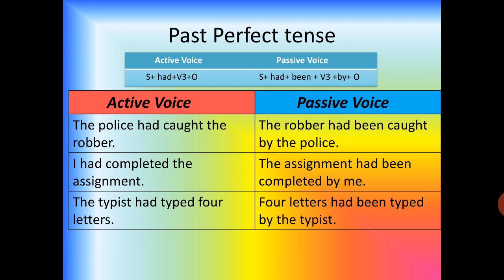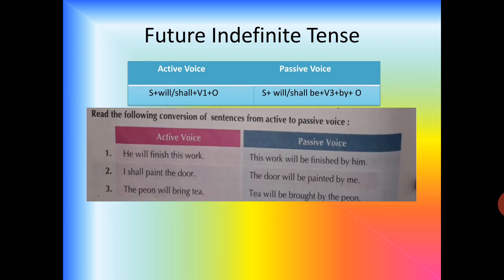Clear? Now talking about the next tense, that is future indefinite tense. How do we recognize future indefinite tense? Yes, subject plus will or shall plus verb's first form and then the remaining object and whatever part. He will finish this work. I shall paint the door. The peon will bring the tea, and so on. These all are simple future, or you can say future indefinite.